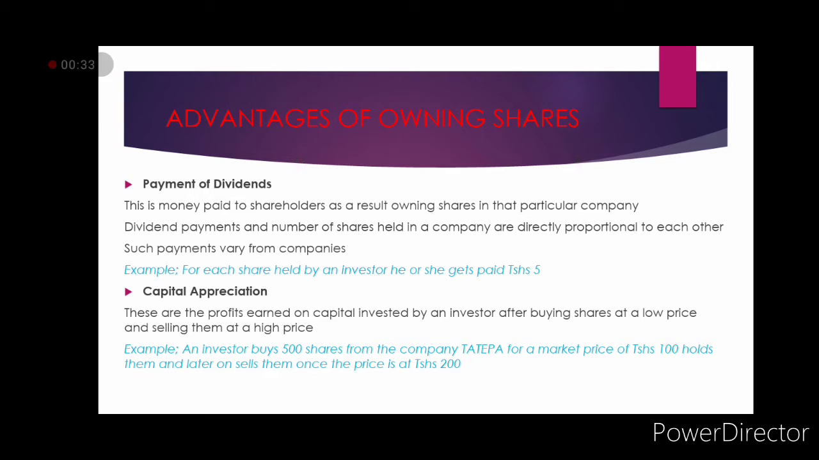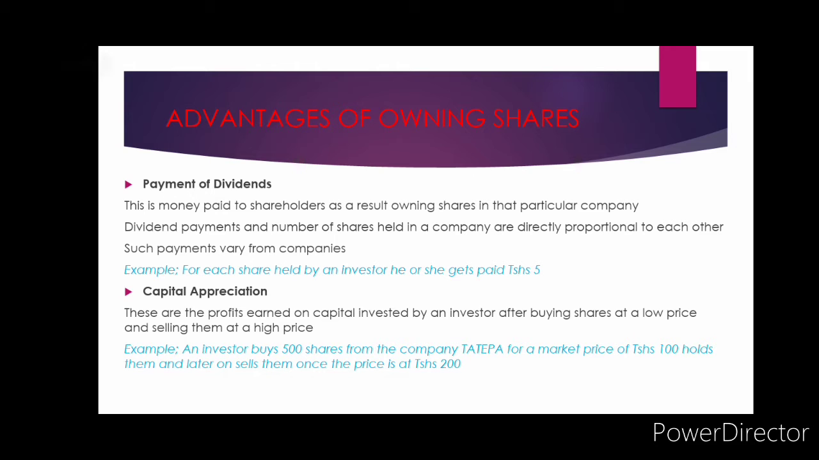Dividend payments and the number of shares held in the company are directly proportional to each other. That typically means the more shares you own in a particular company, the more dividends you get to receive. However, the fewer shares you own in a company, the less money you get to receive as dividends. And such payments vary from company to company.